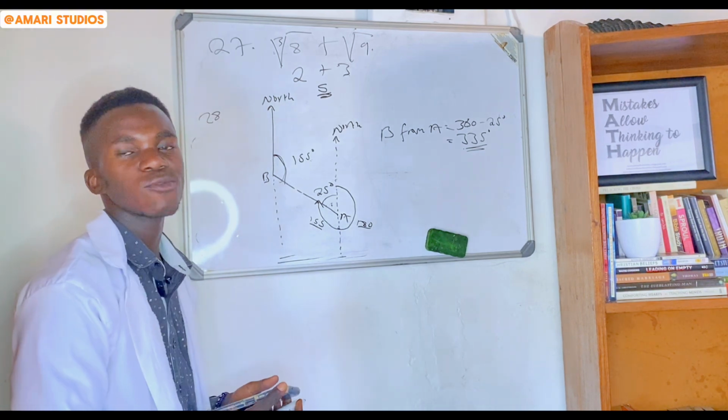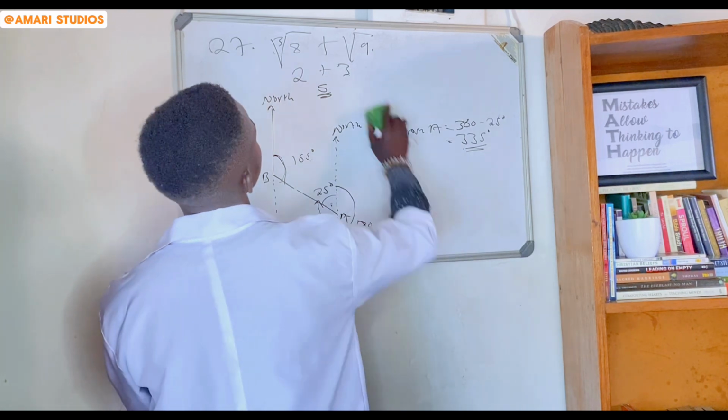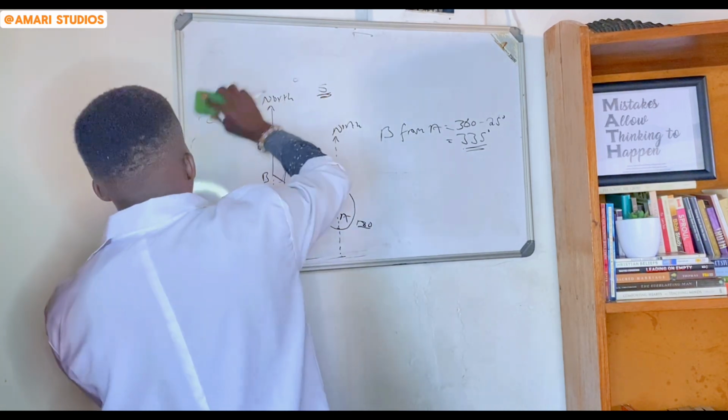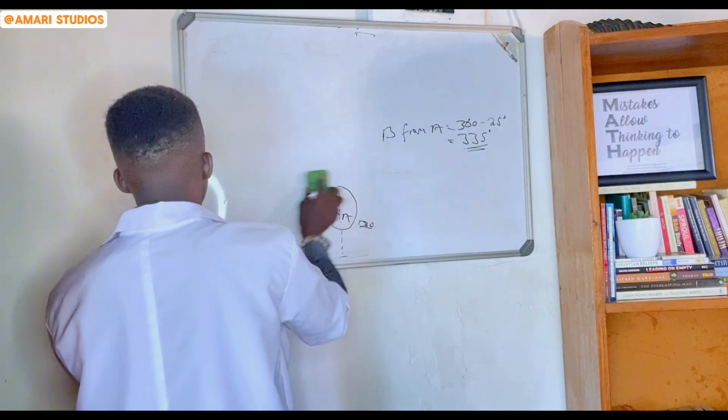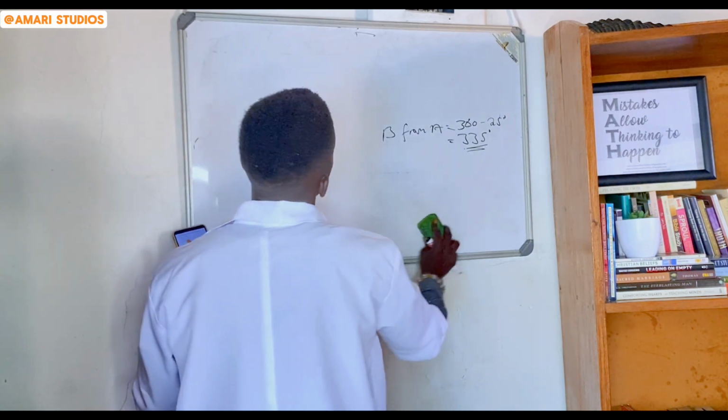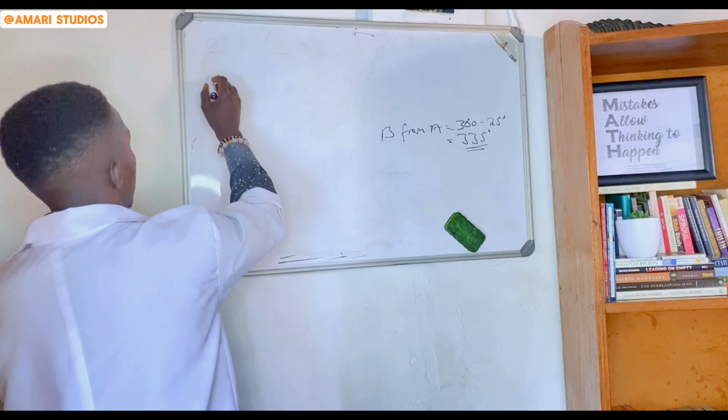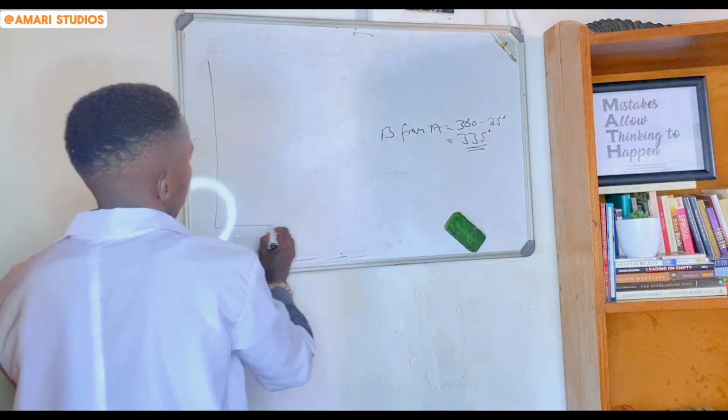We move on to the next question. Question 29. The question is saying the bar chart. So we need to draw another diagram. We have a bar chart here.